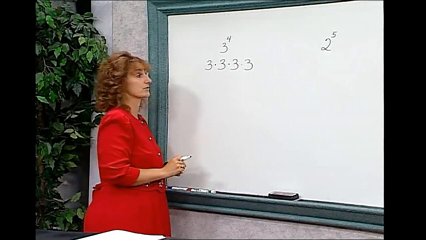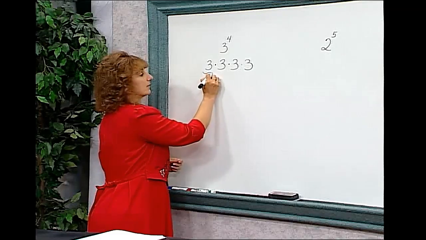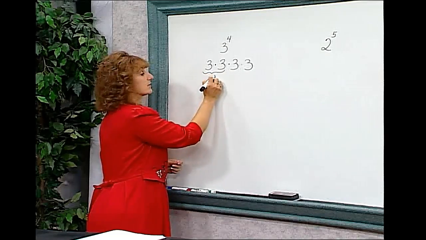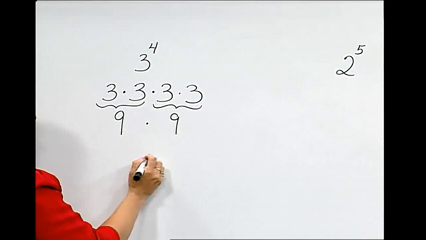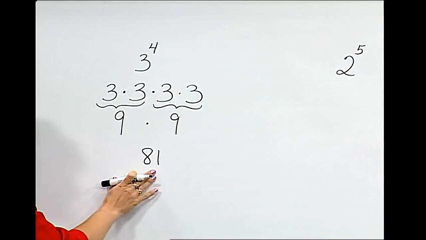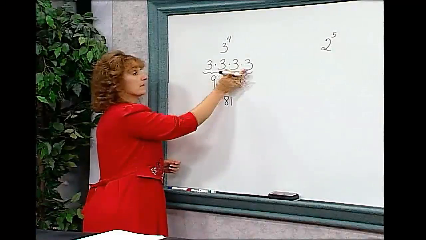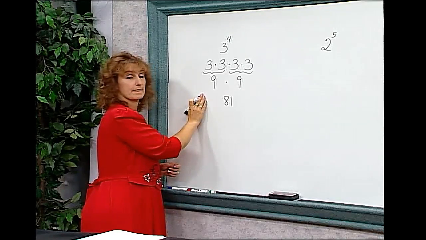But if we need to multiply this by hand, remember that it doesn't matter what order you multiply numbers in. You can go straight across, or you can group these and say 3 times 3 is 9, 3 times 3 is 9, 9 times 9 is 81. 3 to the fourth is equal to 81. Grouping them makes it easier because you have these facts memorized.